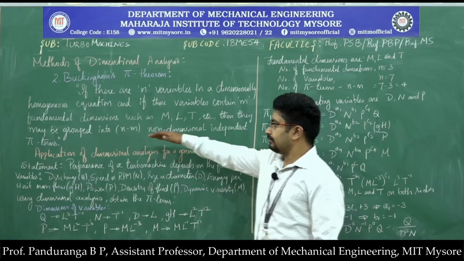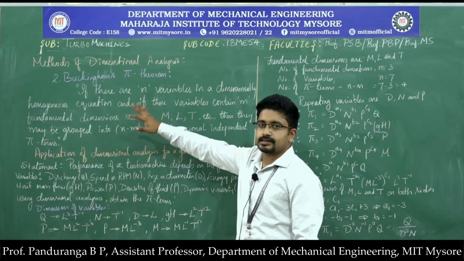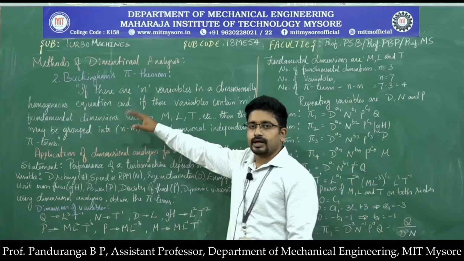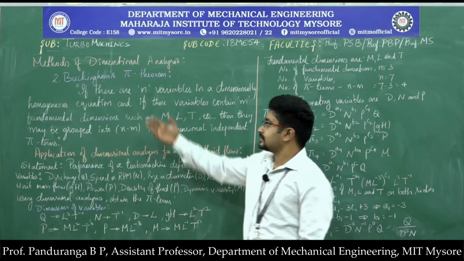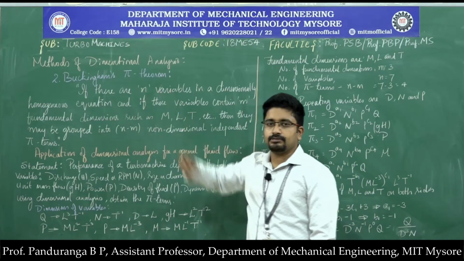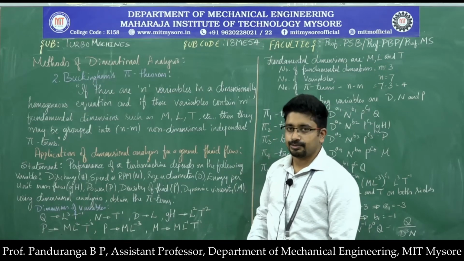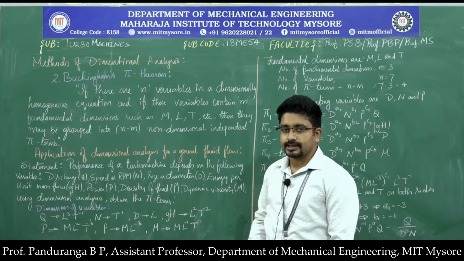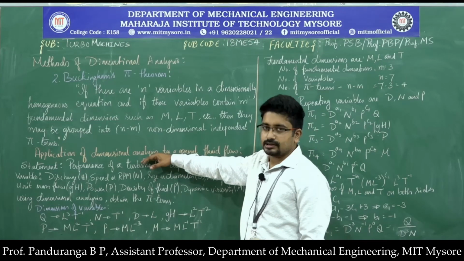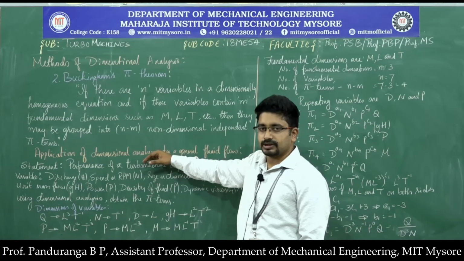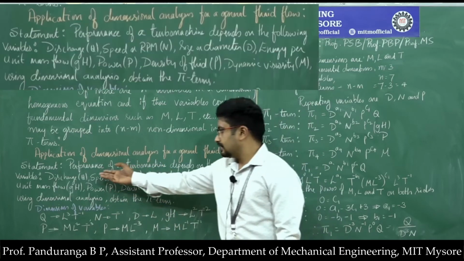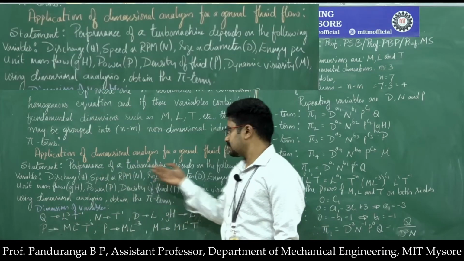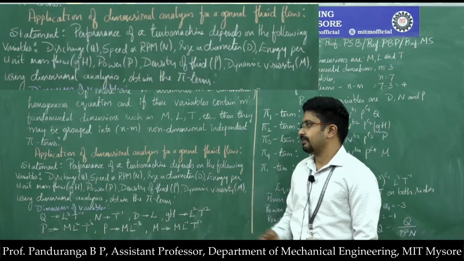Okay. Now we will see this. There are several steps which have to be considered while applying dimensional analysis by Buckingham's Pi theorem to any physical phenomenon or process. For that, we will go through an application of this dimensional analysis method to a turbo machine. Here we have the statement: the performance of a turbo machine depends on the following parameters.